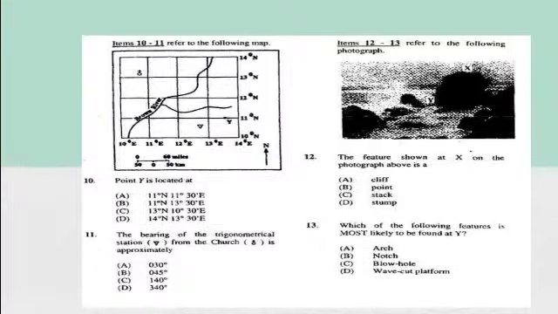Number 12, features shown at X, we cannot see, unfortunately. 13, which of the following features found at Y, we can't see Y properly either. It looks like a beachy area. We can see the water here, I'm assuming. So X may be a cliff because it looks a little dark as if you'd be on top of a cliff here. Possibly, but we don't want to be guessing. And then Y looks like a wave cut platform based on what we can see from the dark.